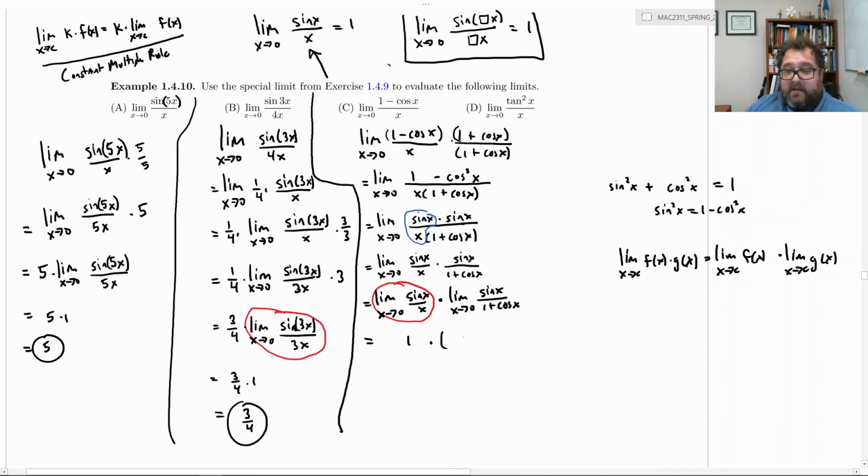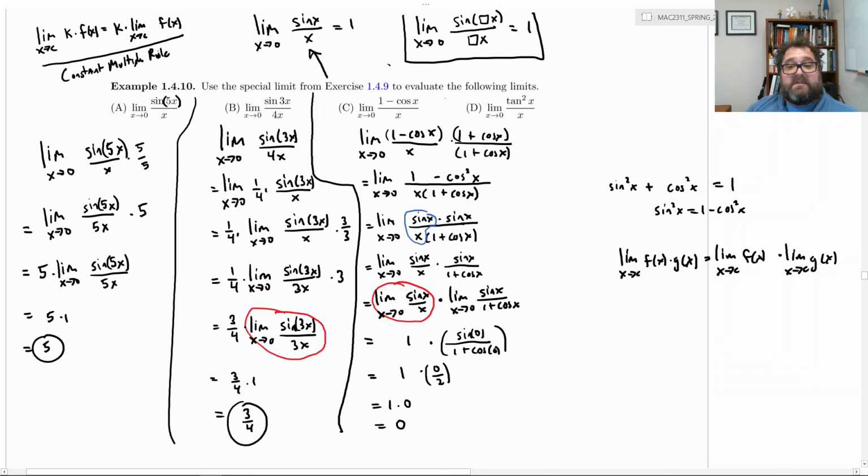So if I plug in a 0, you get sine 0 over 1 plus cosine 0. By the way, direct substitution doesn't cause any problems because cosine 0 is 1. So that denominator is 1 plus 1 is 2. The numerator, though, is 0. But 0 divided by 2 is not a problem. Division by 0 is a problem. Not 0 divided by a non-zero value. So you get 1 times 0, which equals 0.